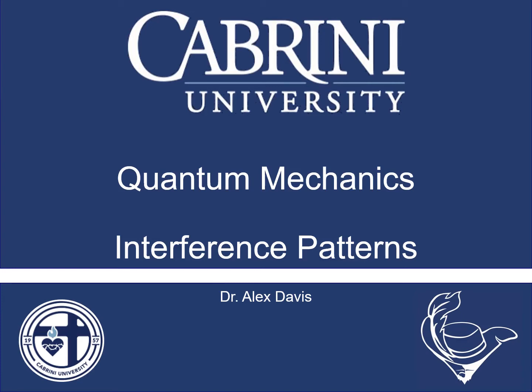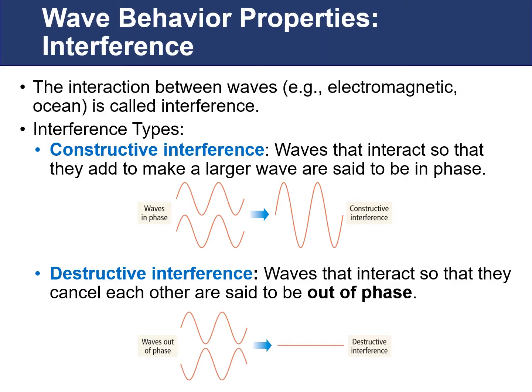In this video, we will be talking about how waves interact with each other and the resulting interference patterns. The interaction between waves, whether they be electromagnetic or waves on the ocean, is called interference. There are two categories of interference: constructive interference and destructive interference.